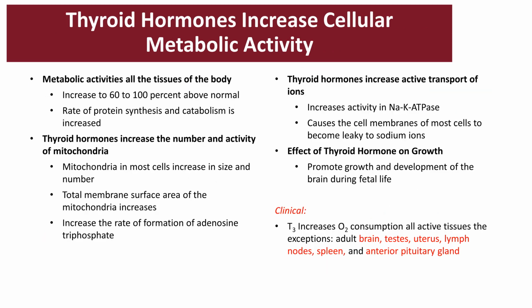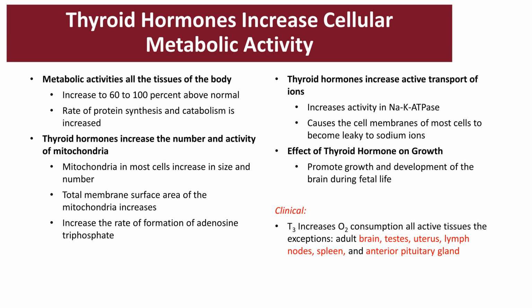Thyroid hormones increase cellular metabolic activity. Metabolic activity increases up to about 60 to 100% above normal. And this is why there is going to be substantial weight loss and catabolism in folks that have hyperthyroidism. Thyroid hormones increase the number and activity of the mitochondria. As we know, the mitochondria is the powerhouse of the cell, and most cells will increase in size and number. The total membrane surface area is also going to be increased. This means that you're going to generate a lot more ATP in a shorter span of time.